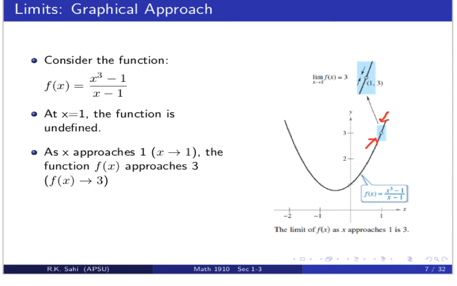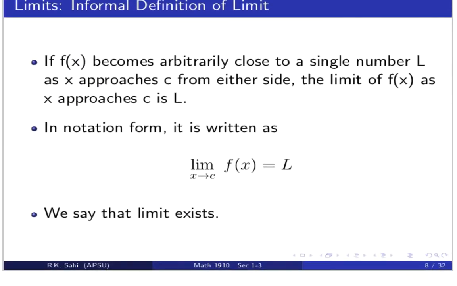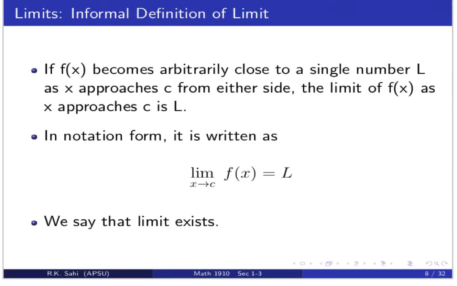Now the informal definition, which is very important, is one which we'll be using throughout. If the function becomes arbitrarily close to a single number L as x approaches c from either side of c, then the limit of f(x) as x approaches c is L. This is the main thing for us. The limit of the function f(x) as x approaches c is L. So we say that when this is working, the limit exists.